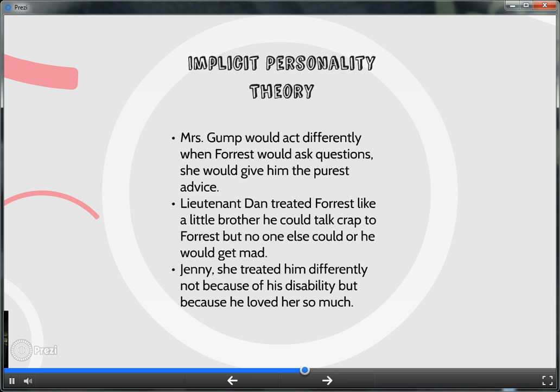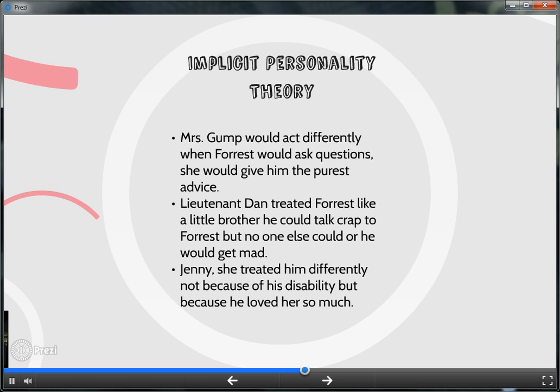I provided some examples from the movie Forrest Gump. Miss Gump would act differently when Forrest would ask questions. She would give him the purest advice. Lieutenant Dan treated Forrest like a little brother. He could talk crap to Forrest, but no one else could, or he would get mad. Jenny treated him differently, not because of his disability, but because he loved her so much.